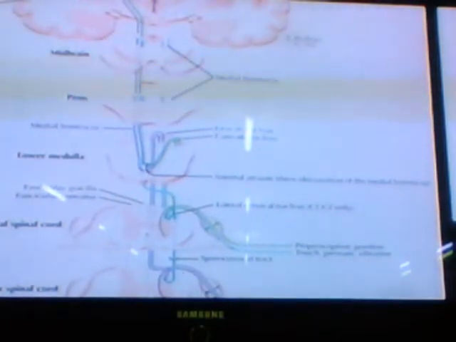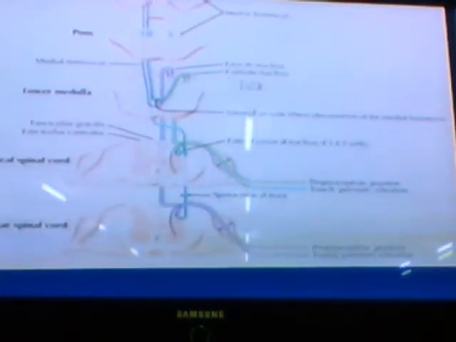So that's the first order neuron. Having come in, it's going to ascend. No synapse, it's going to ascend in one of these two fasciculi, depending on whether we're dealing with the upper limb or lower limb. And they're going to run to where? It's going to run towards the medulla, to these nuclei, whether it be the gracile or the cuneate nucleus in the medulla. Alright? Now, in the medulla, what is going to happen? What is going to happen? This is where we are right now.